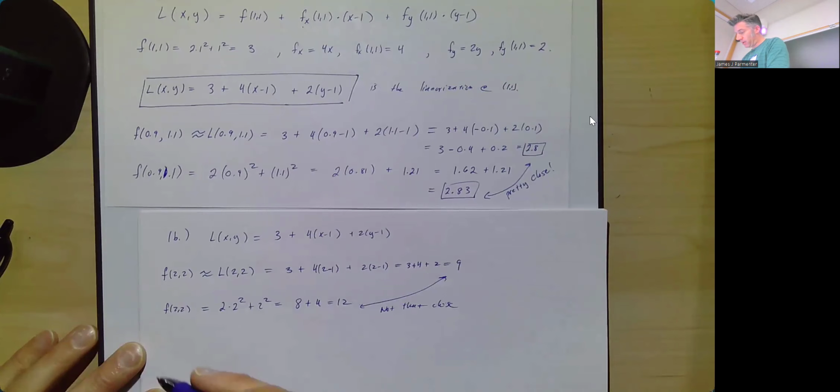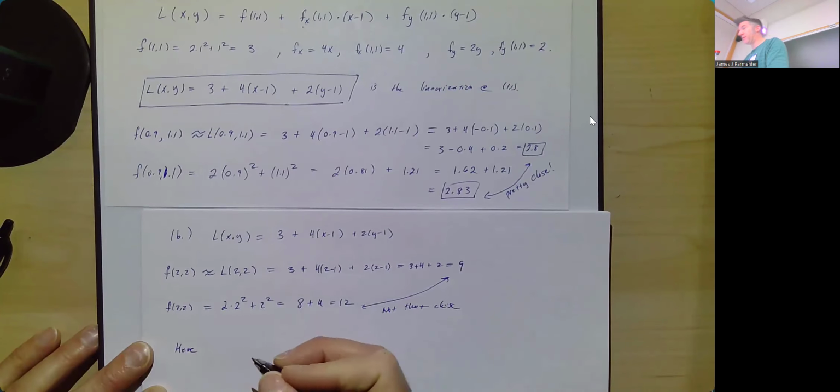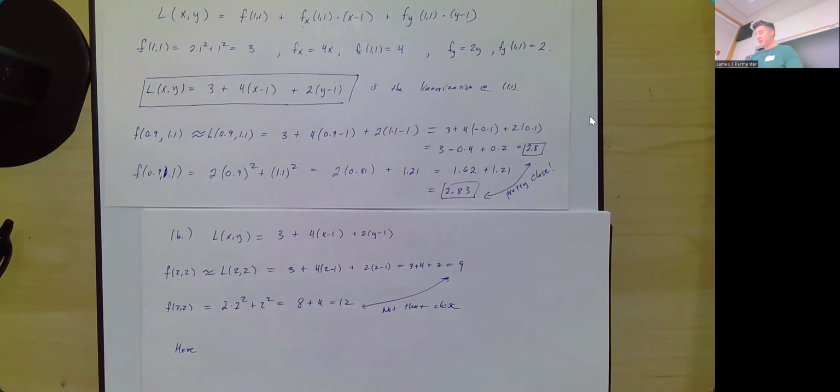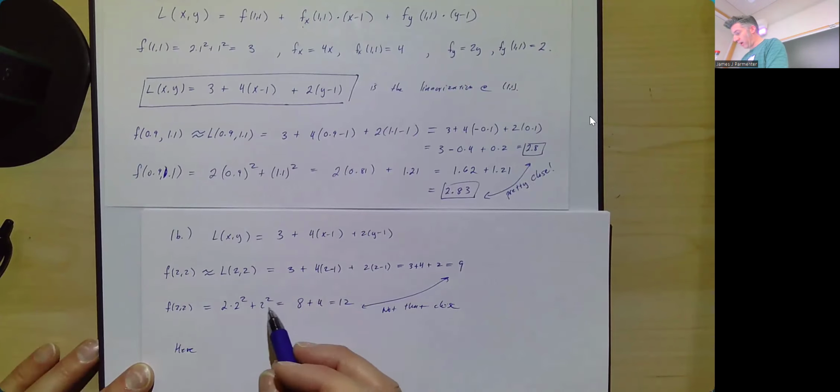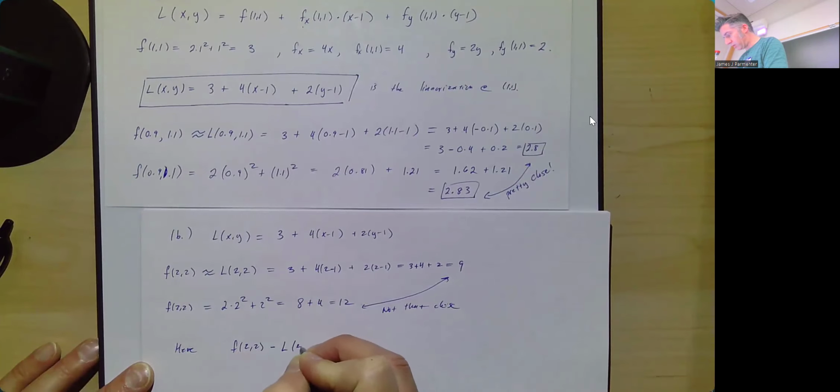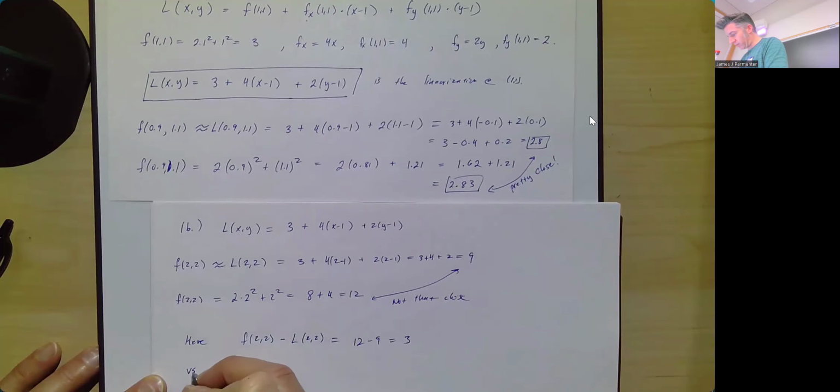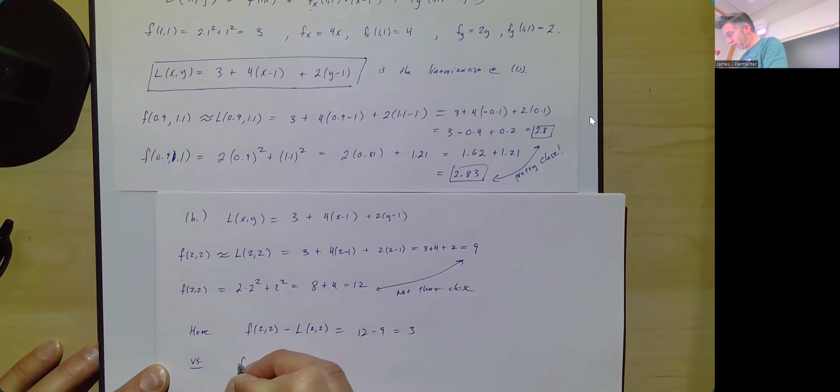So, right here, and here's probably the fastest way of writing it. The difference between our actual value and our approximation, f of 2 minus L of 2, is 12 minus 9, which is equal to 3. Versus in the previous problem, our f of 0.9 comma 1.1 minus L of 0.9 comma 1.1 was 2.83 minus 2.8, which is 0.03.